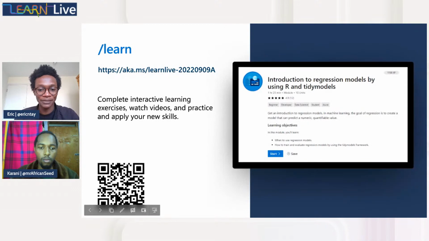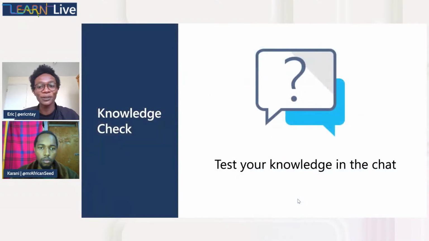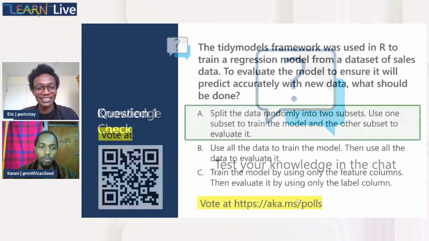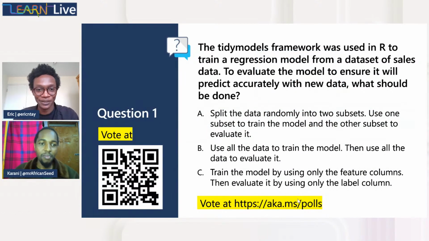If we go back to our slides, the next step is actually a knowledge check, Karani. It asks this question: the Tidymodels framework was used in R to train a regression model from a data set of sales data. To evaluate the model to ensure it will predict accurately with new data, what should be done? This is based on what we've just been doing, and asks what a good methodology is for fitting models.